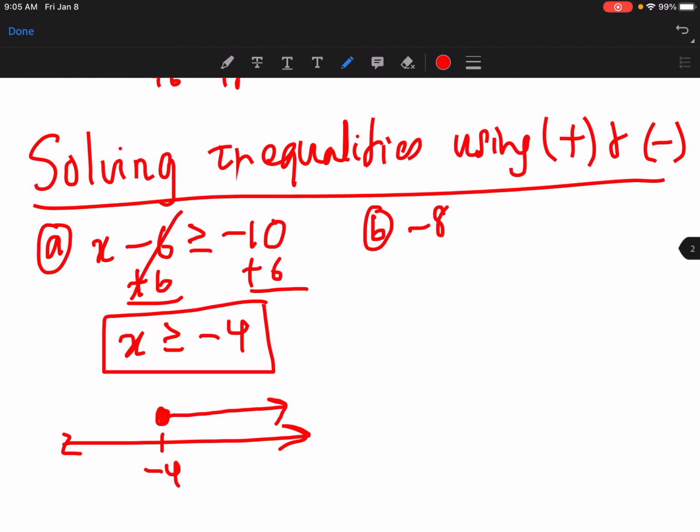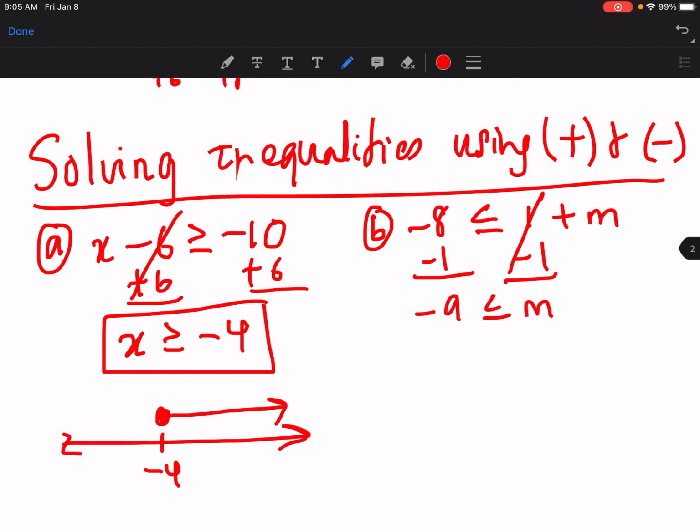All right, for letter B, what if I have negative 8 is less than or equal to 1 plus m? Again, my goal is to have my variable on one side, number on the other side to solve for the variable. So I'm going to subtract 1 from both sides. I get negative 9 is less than or equal to m.